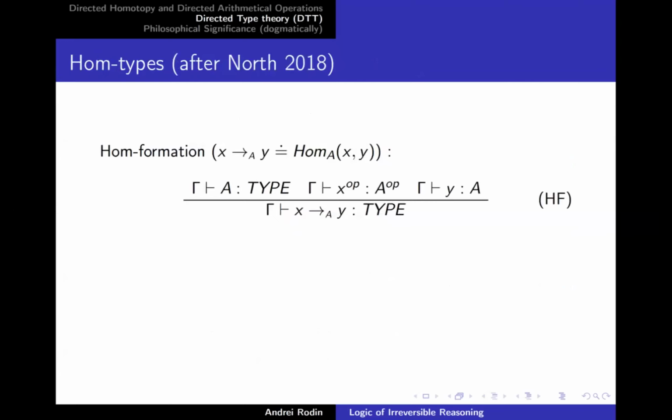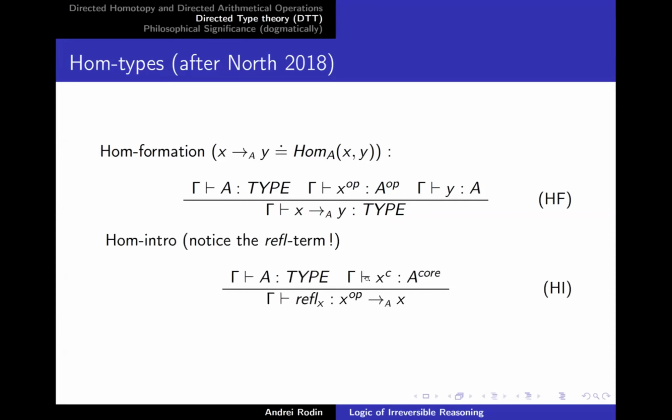And here is a formation rule that's interesting. Here again, I changed notation, probably not my best choice, but I call this type with an arrow, right? That means the type of morphisms from X to Y in type A, in category A, if you like, okay? And here you see we take the domain in A op, because remember, the hom functor is contravariant in the first variable, and we take the codomain Y from A because it's covariant. And here we use this reflection term. By the way, it's very much like the usual homotopy type theory.